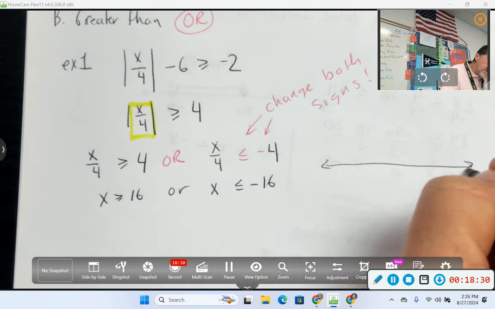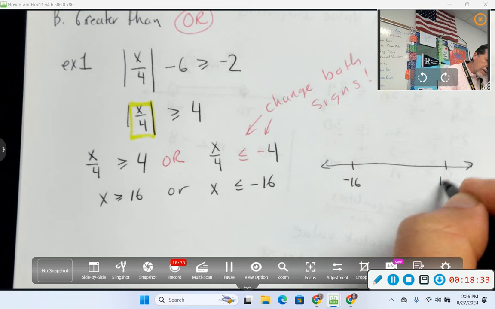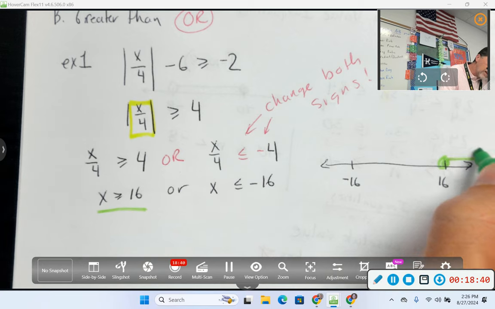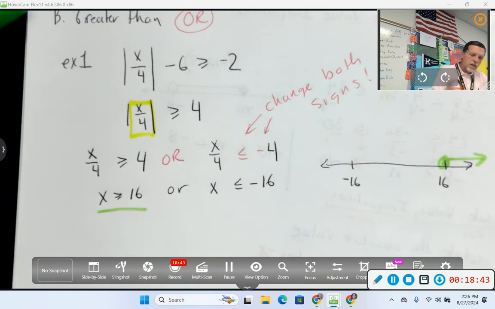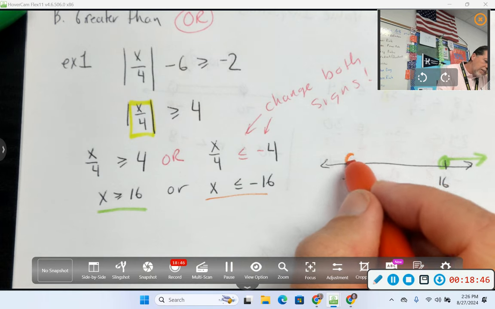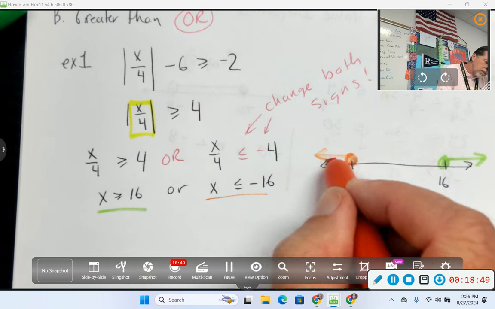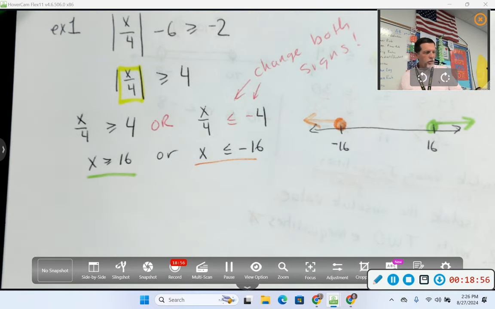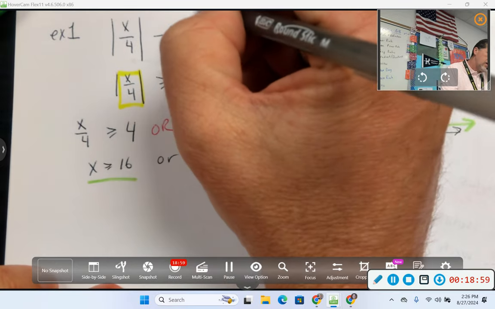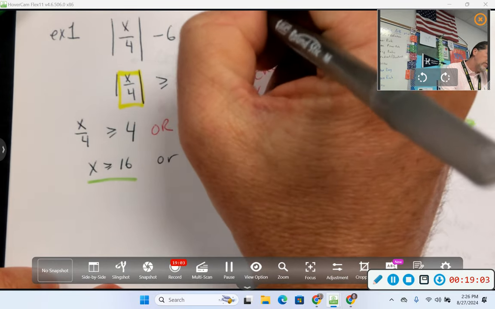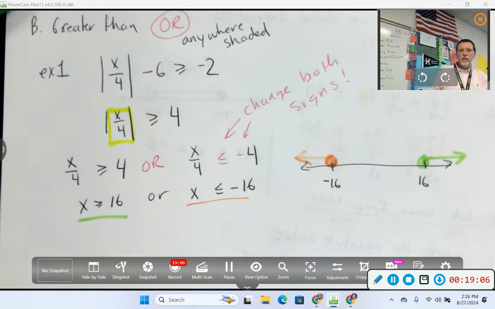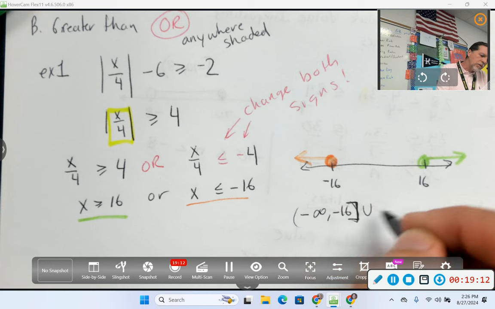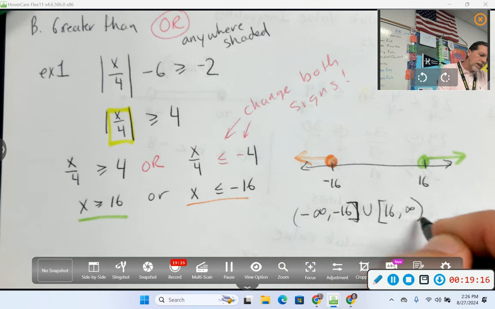So graph them. Negative 16 and 16. Greater than or equal to 16, closed circle, to the right. Less than or equal to negative 16, closed circle to the left. So there is no intersection, but I'm not looking for the overlap. I'm looking for either/or, like anywhere that's shaded. Anywhere shaded is part of my answer. So negative infinity to negative 16, bracket, right, to include that. And then 16 to infinity.